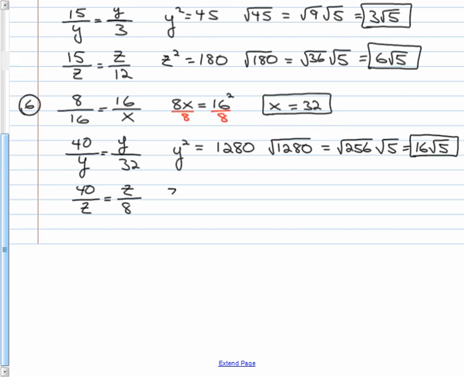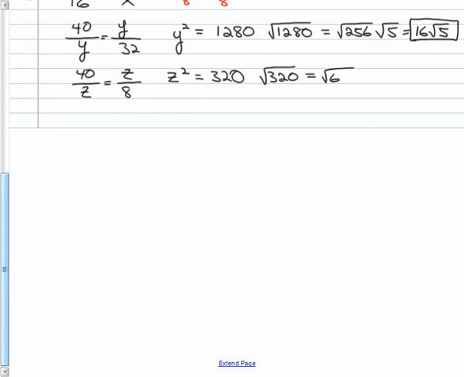That's okay. Z squared equals, what's 40 times 8? 320. And I bet that's not a perfect square root, is it? No. So what is a perfect square that goes into that? 64 times what? 5. 64 times 5? Square root of 64 times square root of 5. What's the square root of 64? 8. 8 square roots of 5.